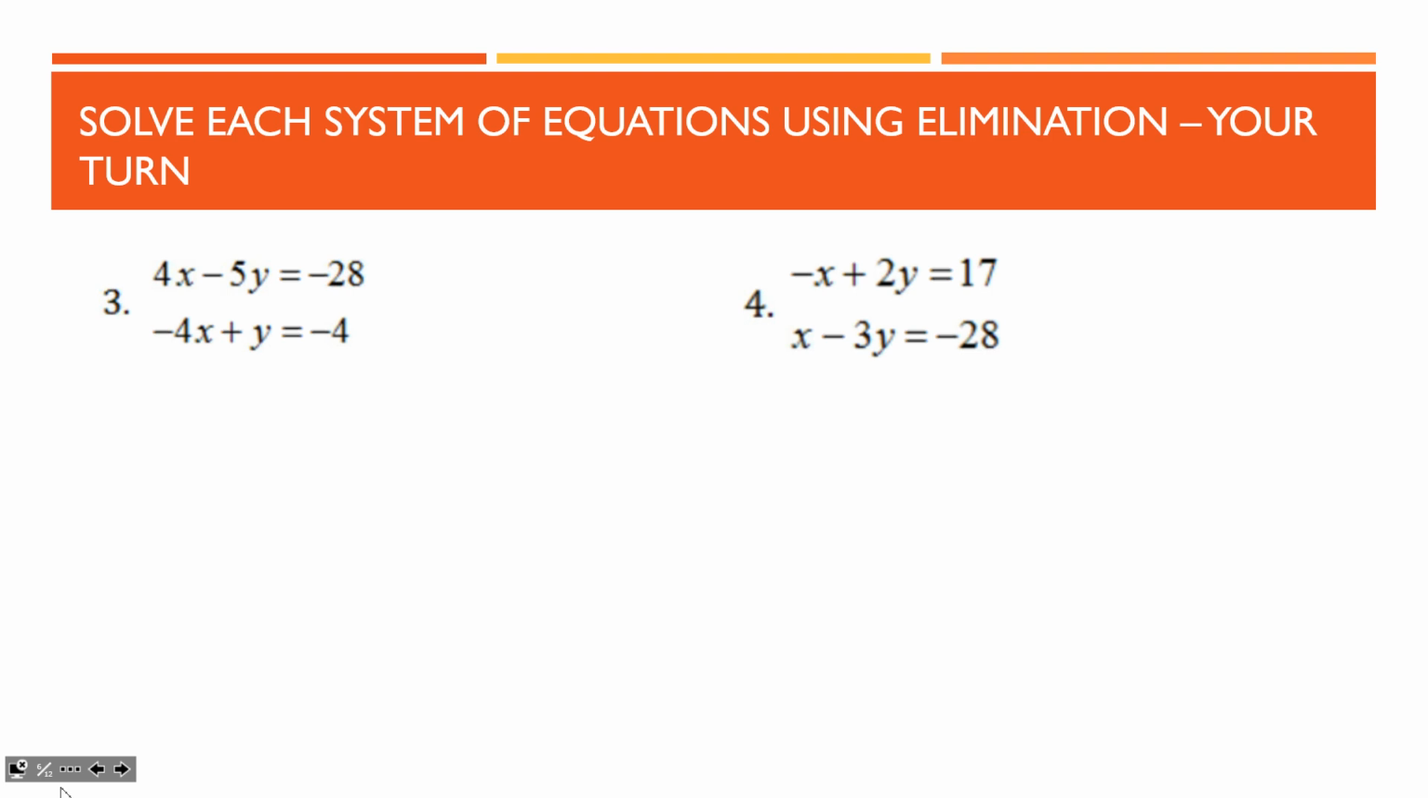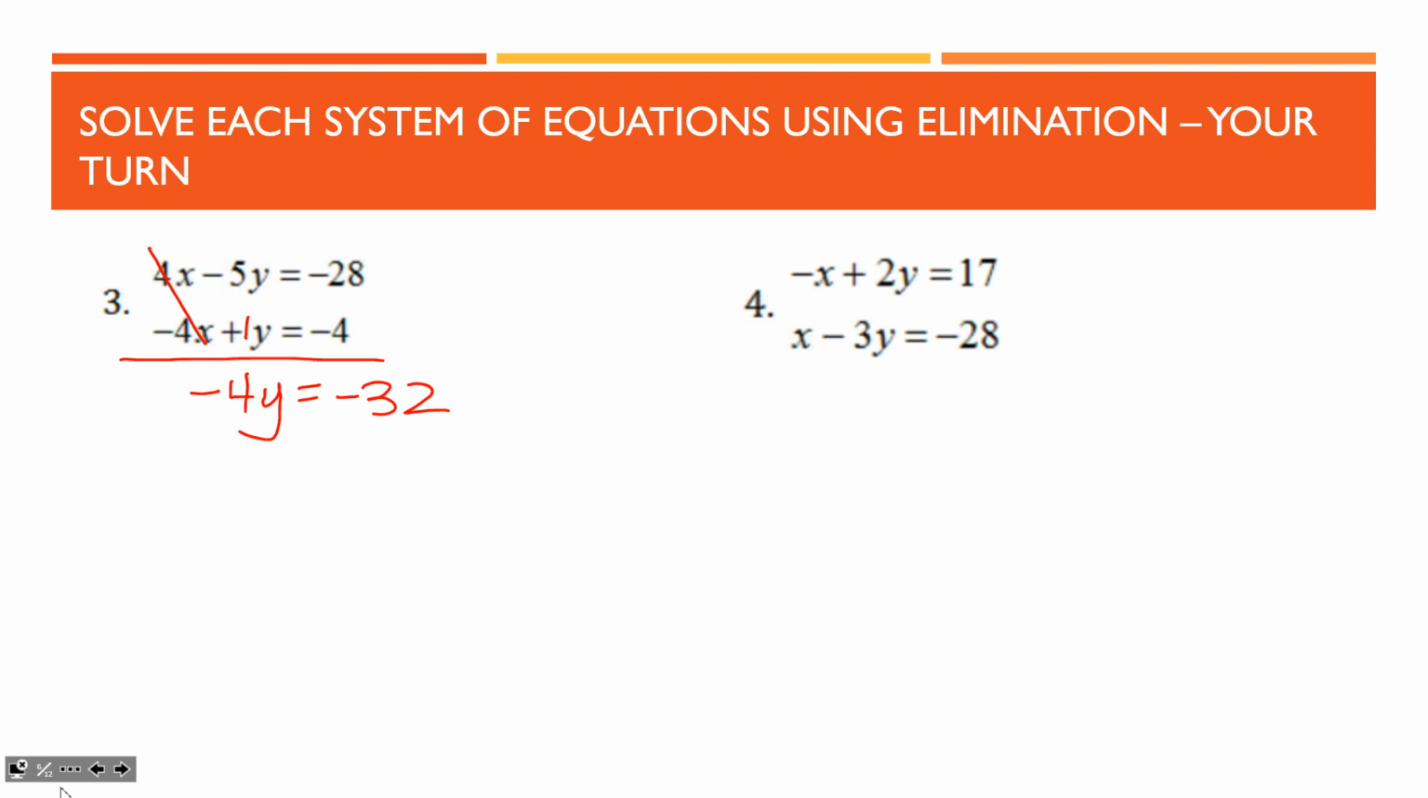Okay, welcome back. Hopefully you tried these. And I'm going to quickly go through these. When I look at number 3, if I add the two equations together, I can see that the x terms are going to cancel because 4x and negative 4x are opposites. So when I add them together, I get 0. And then when I add the y's, I have negative 5 plus 1y, which is negative 4y. And then when I add negative 28 plus negative 4, I get negative 32.